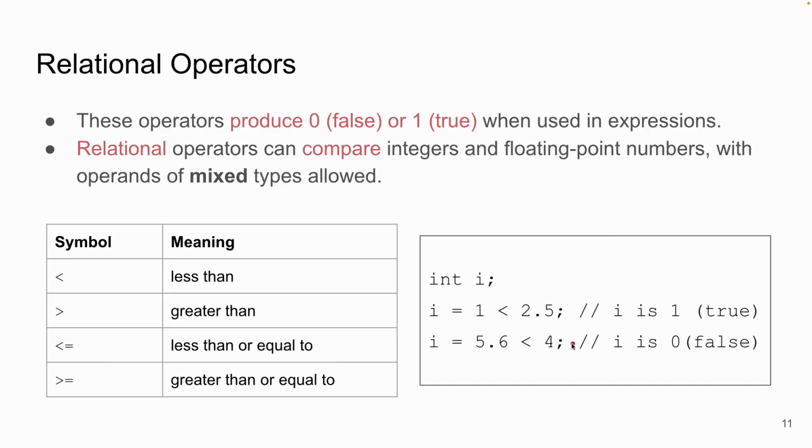Then let's check out the next statement here. In this statement, I want to check if 5.6 is less than 4. And obviously it's not, right? So this logical expression will return 0 to represent that this condition is false, then store the return value back to I. So after we finish the third line here, the value stored inside I will be 0.